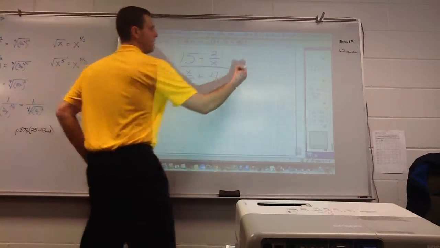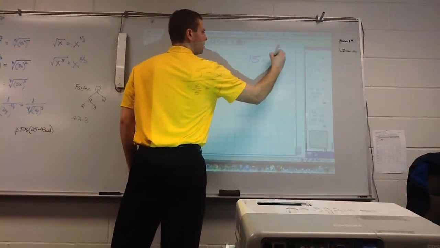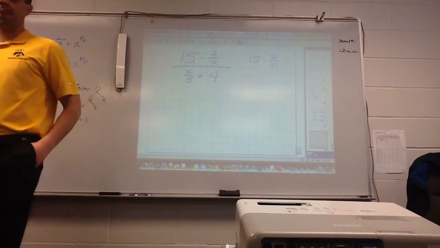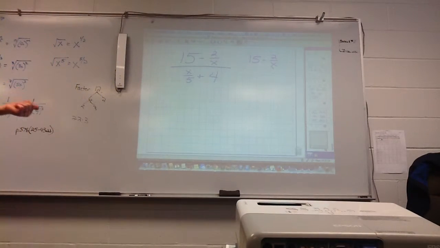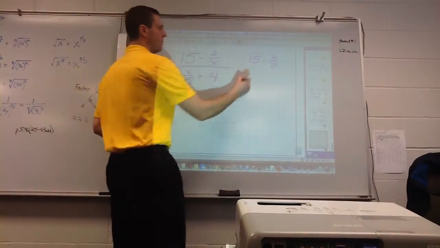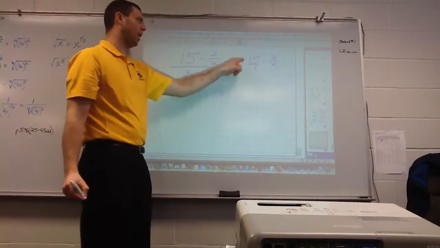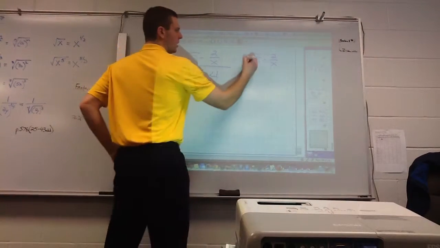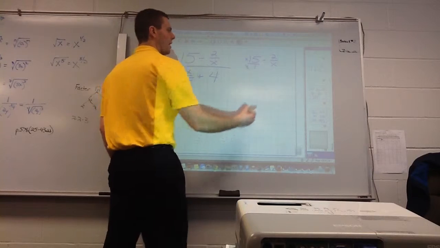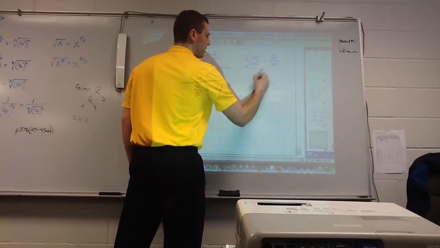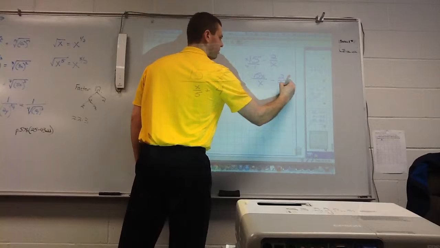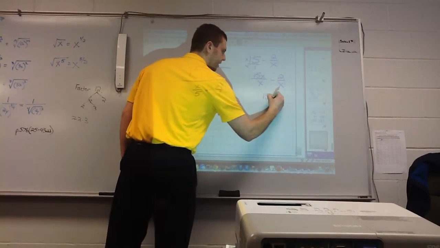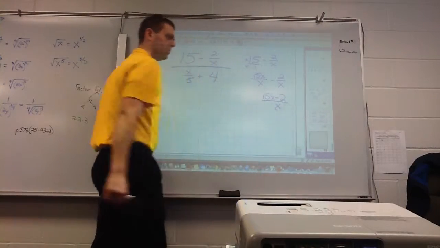Alright? I have 15 minus 2 over x. Can I actually subtract those the way they're written right now? No, because I don't have a common denominator. In order to make this a common denominator, I put the 15 over top of a 1, and I need to multiply the top and the bottom by how much? X. Okay? So I multiply by x here, I multiply by x here. That gives me 15x over x minus 2 over x, which would equal what? 15x minus 2 all over x.